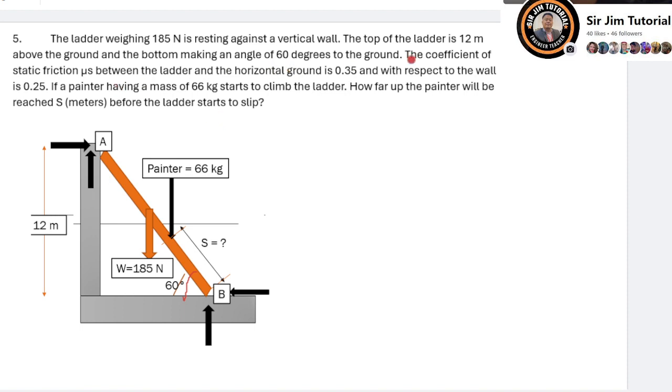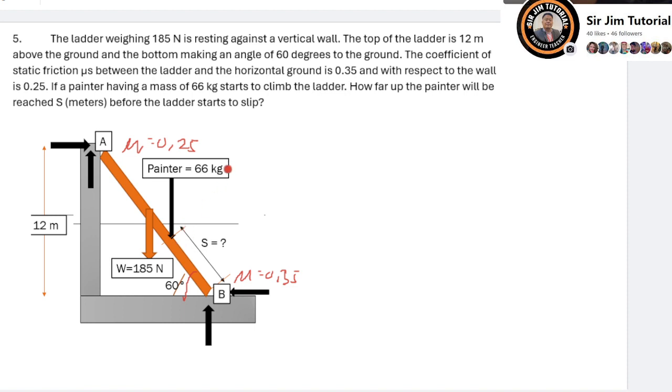And then you have the coefficient of friction, static friction between the ladder and the horizontal ground is 0.35. So meaning here you have 0.35. And then you have with respect to the wall, coefficient of friction here is 0.25. Now aside from the weight of the ladder, there's the weight of the painter who is climbing this ladder at a certain distance s, which you are going to ask later. Okay, so the question is to compute for the s before it slips down, before it starts to slide.